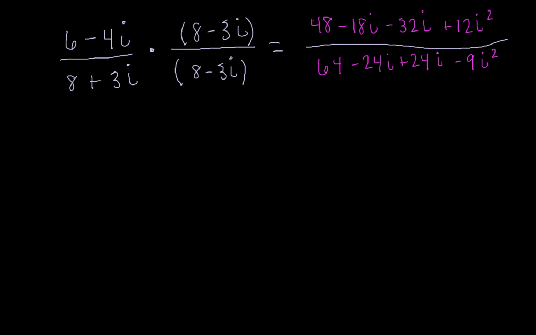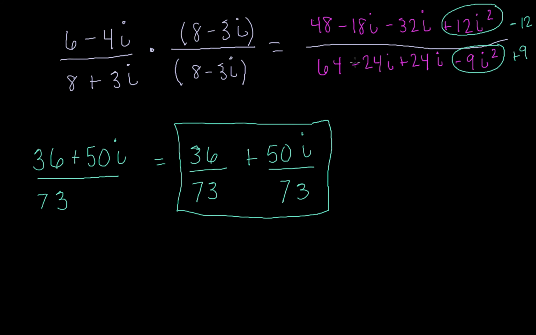So let's go ahead and simplify this. Remember, 12i squared would be the same thing as a negative 12, and negative 9i squared would be the same thing as a positive 9. Go ahead and pause it here, and then make sure you have this written down, and then see if you can work it out and come up with your final answer.